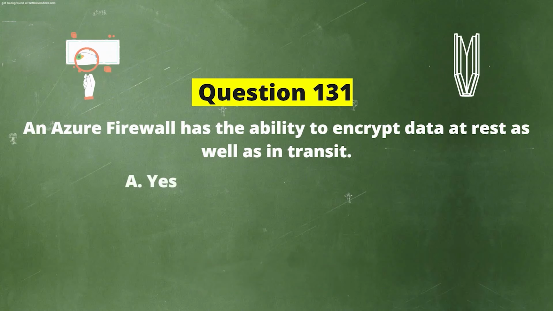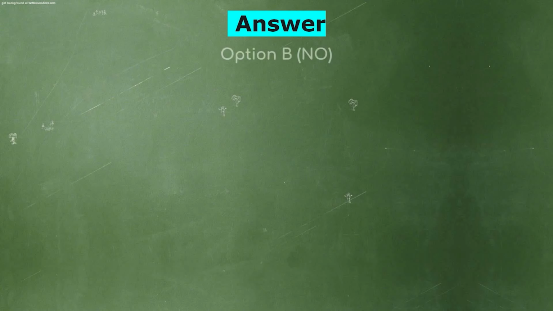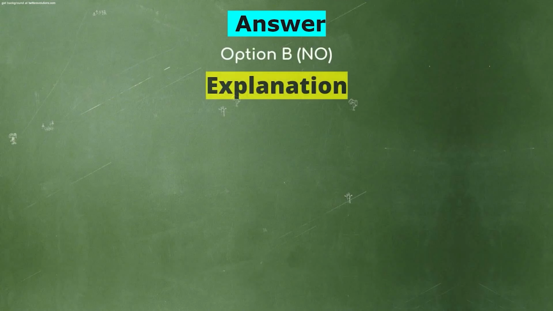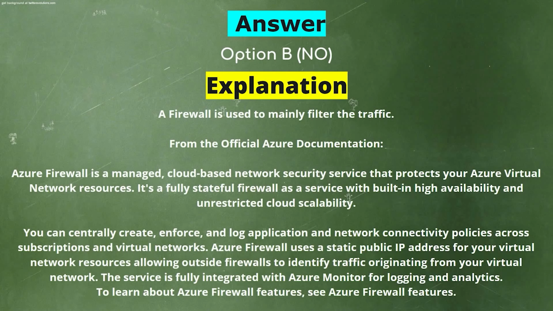Option A, yes. Option B, no. And the correct answer is option B, no. Explanation. A firewall is used to mainly filter the traffic. From the official Azure documentation, Azure Firewall is a managed cloud-based network security service that protects your Azure virtual network resources. It's a fully stateful firewall as a service with built-in high availability and unrestricted cloud scalability.